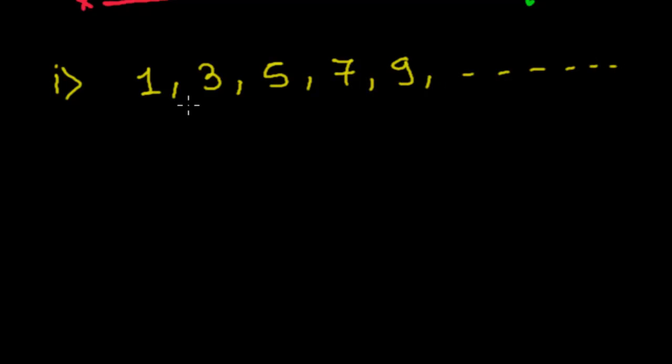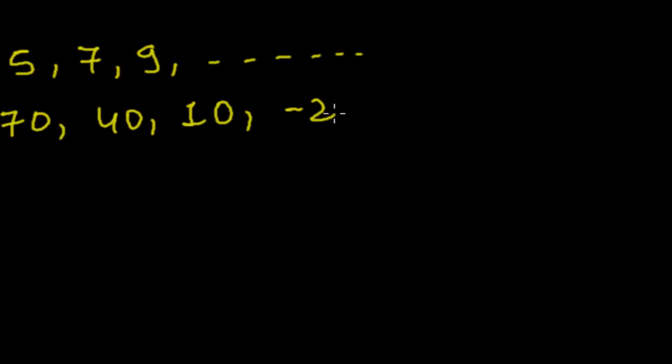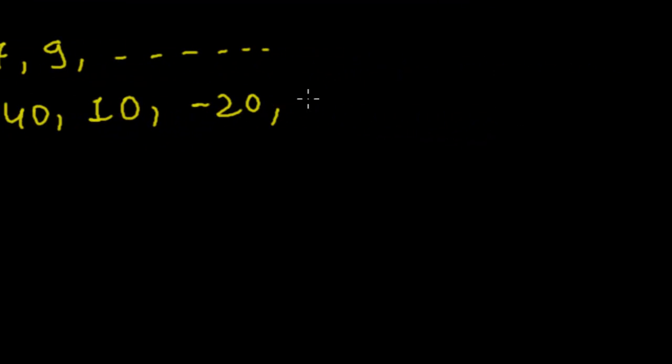Just see here. It's 1, 3, 5, 7, 9, and like this. Here is the sequence of odd numbers. Let me write another one. Suppose this is 100, 70, 40, 10, minus 20, and then minus 50, and so on.